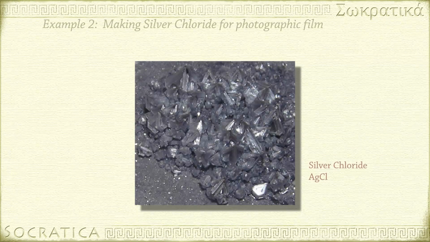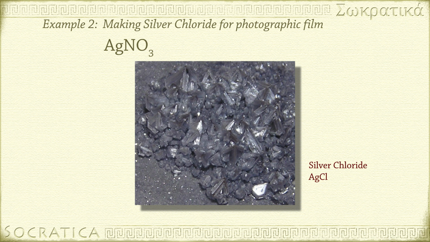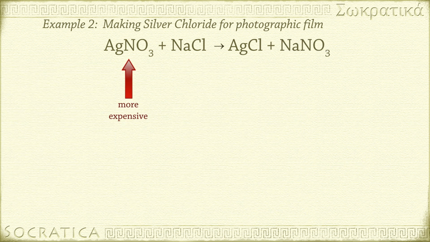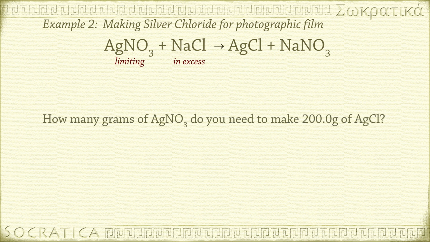Here's an example of why the limiting reagent idea is so useful. Silver nitrate reacts with sodium chloride to produce silver chloride for photographic film. The silver nitrate is way more expensive than the sodium chloride, so this reaction is usually performed with an excess of NaCl. How many grams of AgNO3 are needed to produce 200 grams of AgCl?